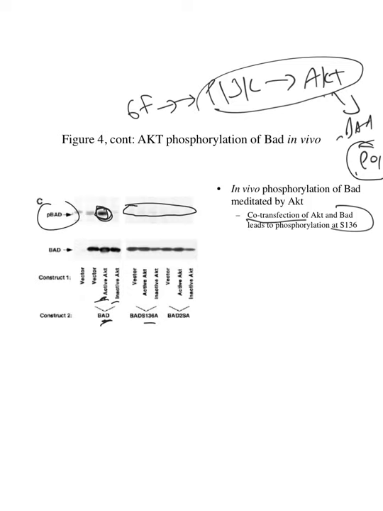Notice what happens when we transfect in inactive AKT. We lose that nice thick band. So that really helps us to understand that it's active AKT that's required to phosphorylate bad.